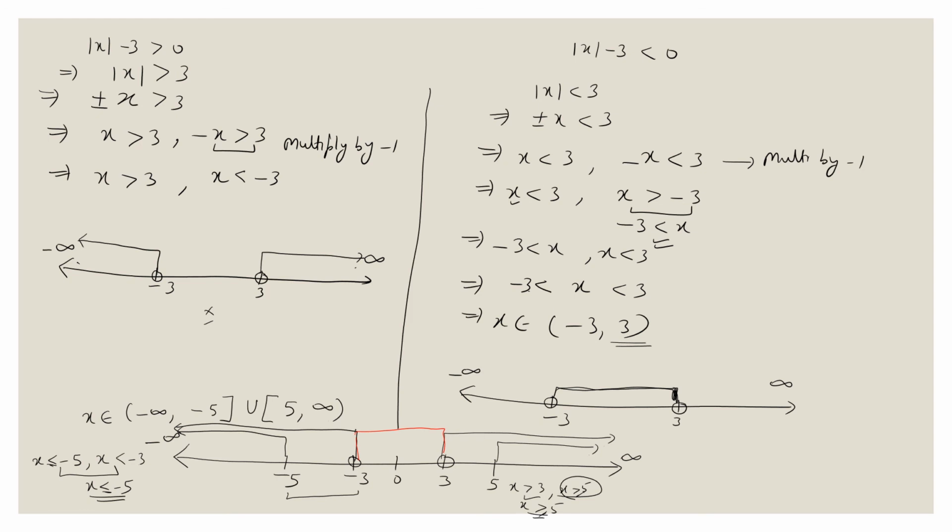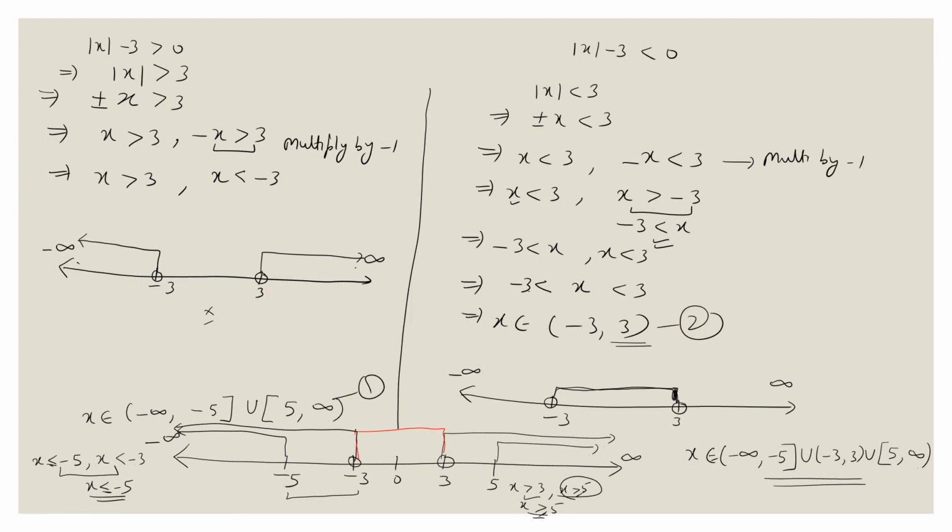So how can we write the solution combinedly now? That x belongs to, combining these two results 1 and 2, x belongs to minus infinity to minus 5 union. Now you get open interval minus 3 to 3 union, again semi-closed interval from 5 to infinity, right? So this is the desired solution, right?